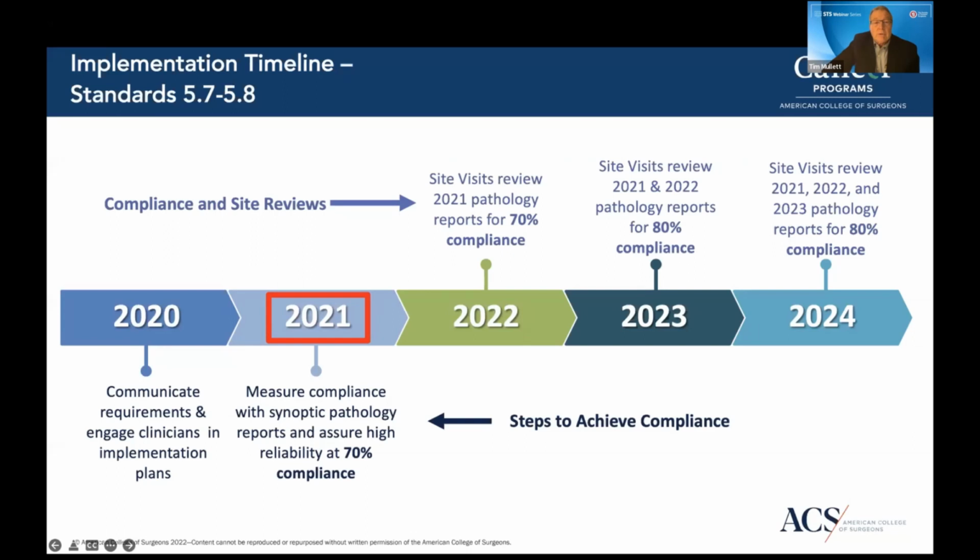So site reviews that are happening this year are looking back into 2021, and they're expecting to see 70% compliance of 7 charts that are going to be examined at random from your program performed in 2021. They specifically are looking at the synoptic pathology report, and that will be described. You have to have 70% of those 7 charts compliant with the measure, as will be described in today's session.